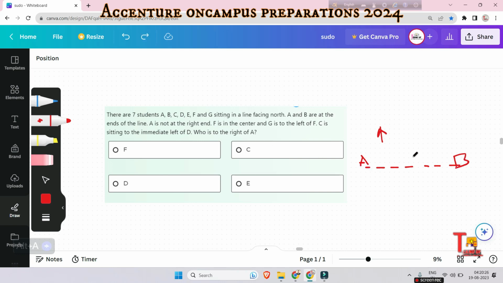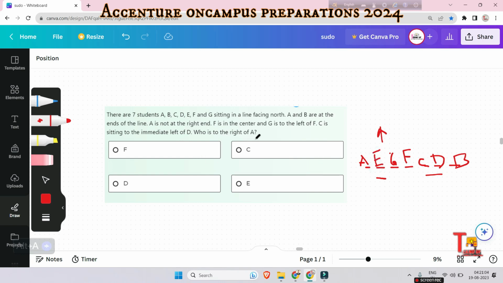So F is in the middle, right? And it is told that G is to the left of F. So G is to the left of F among them, right? And C is sitting to the immediate left of D. So immediate left of D can be possible here only because only one blank space is available. So C is left of D, that means D is at the right position. So here C, and the only one left is E, right? E. So what is the question?